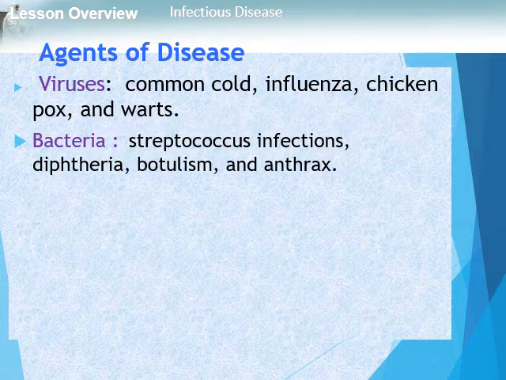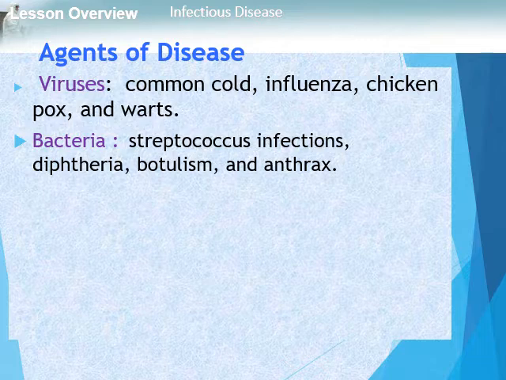Then we have bacteria. Bacteria, as we have seen in Chapter 20, Lesson 2, cause disease to other organisms either by breaking down the tissues of an infected organism for food or by releasing toxins that interfere with normal activity in the host. Some of the diseases they cause include streptococcus infections, diphtheria, botulism, and anthrax.